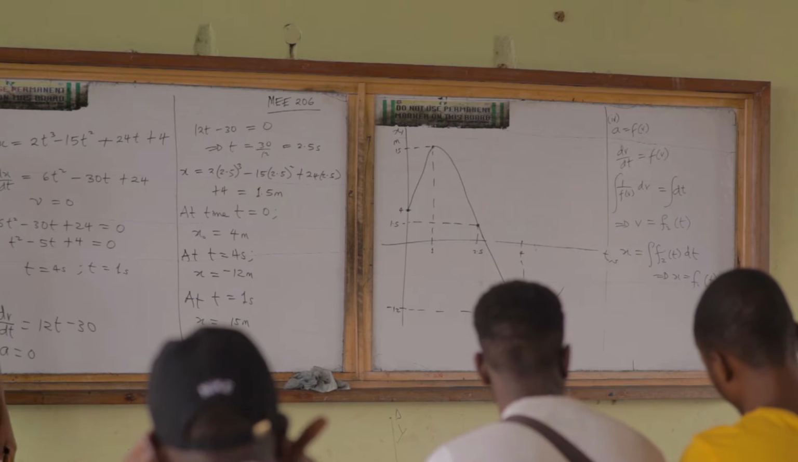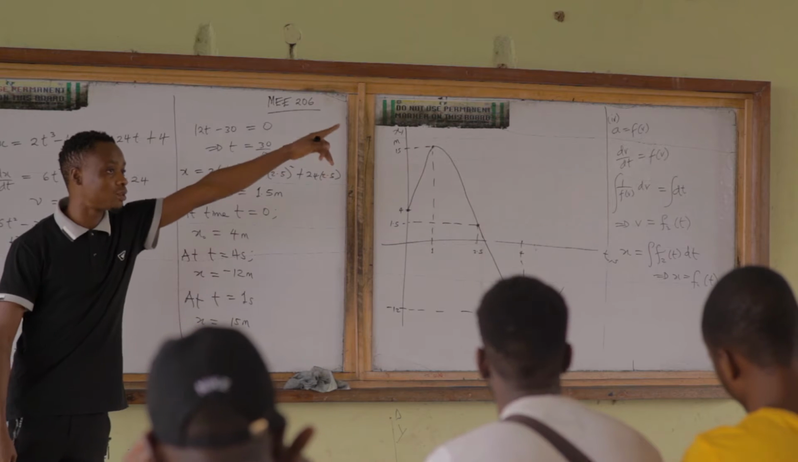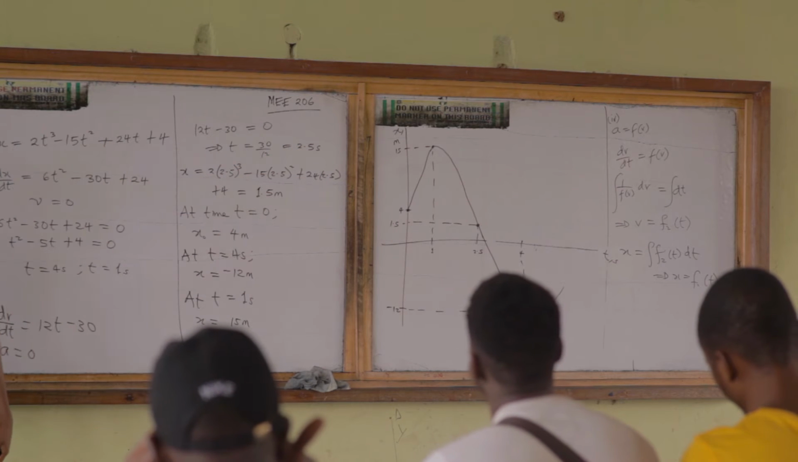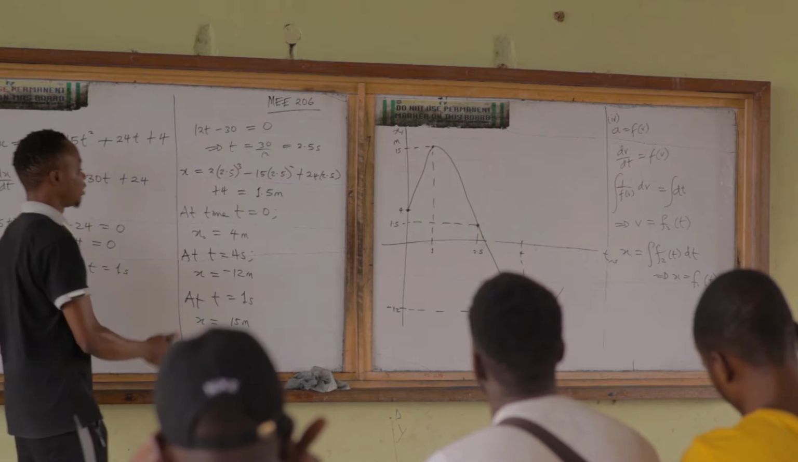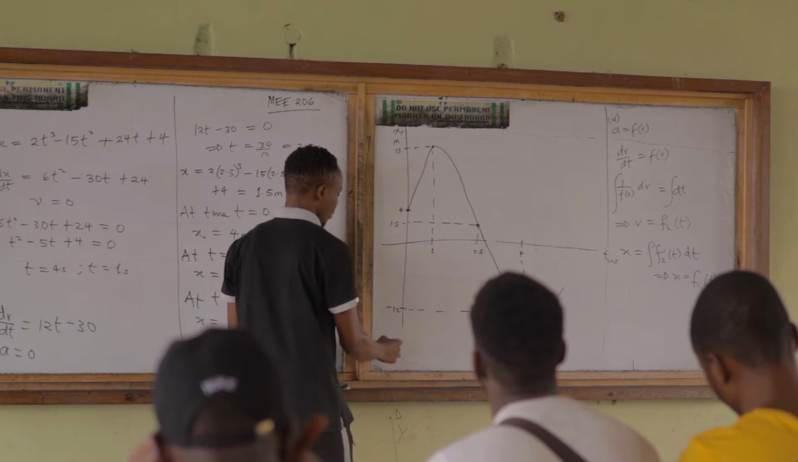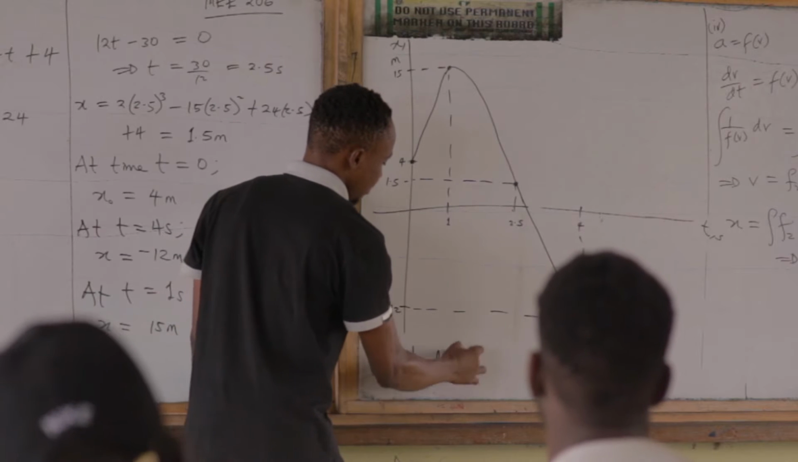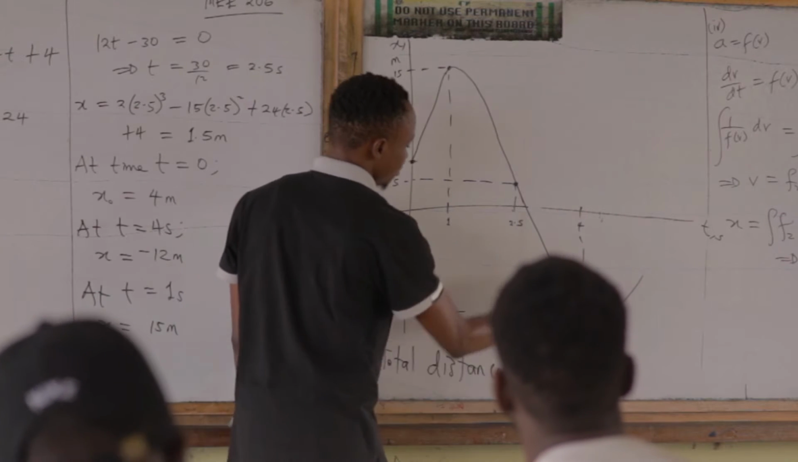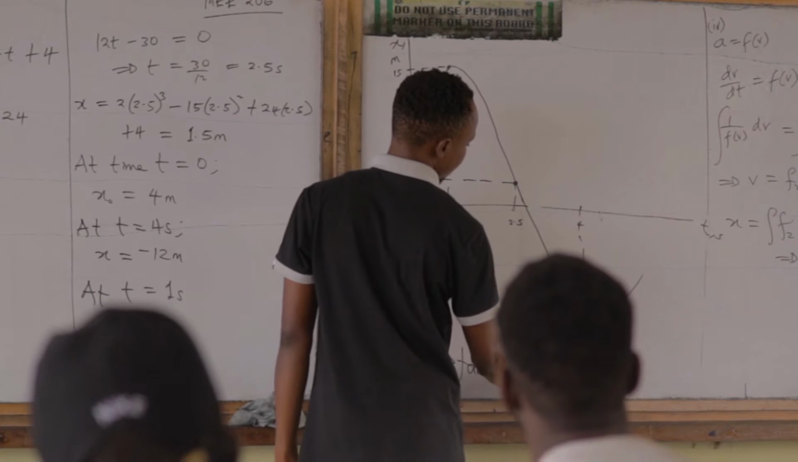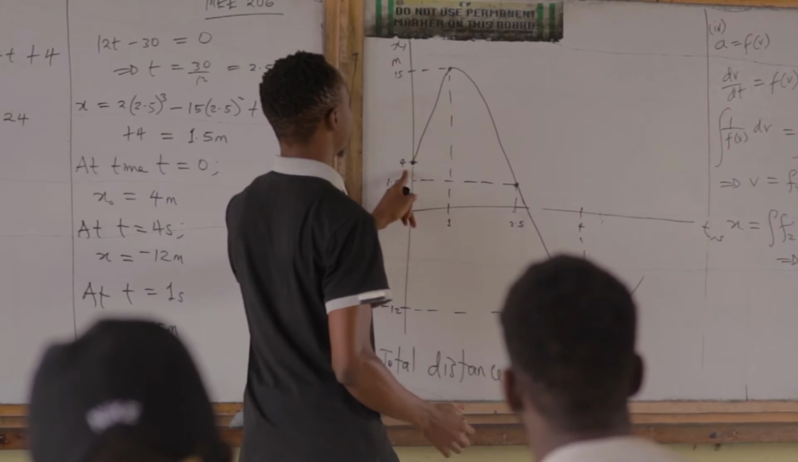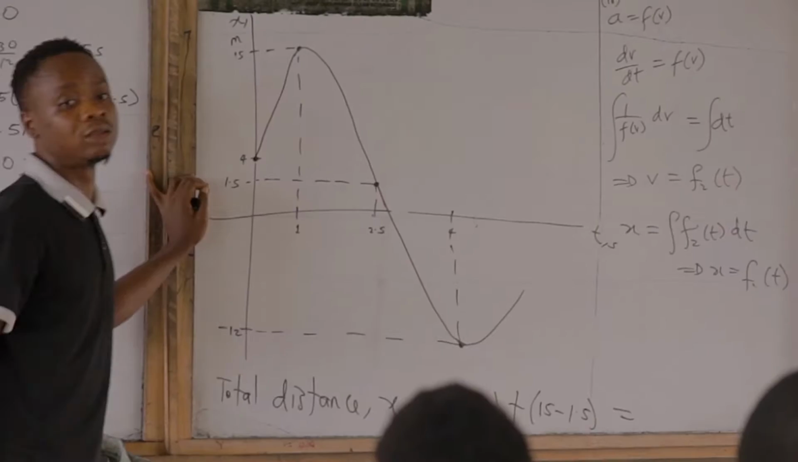Alright. So the total distance I've covered will be the distance from this point to that point, then back here. Is it clear? So at the end of the day, the total distance traveled, it is obvious now. Total distance covered, total distance traveled, it's going to be what? It's going to be equal to 15 minus 4, plus. Why don't you pay that minus?